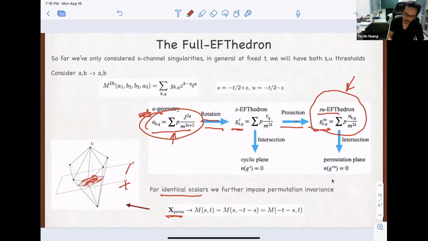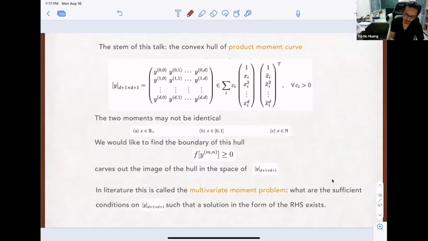So I hope that by this point I've conveyed to you that really all you need to do is to determine what the boundary of this geometry is. Then I can just focus on this geometry. So it's really a question about what is the boundary associated with the convex hull of product moments. So basically, the crux of this talk is the convex hull of product moments.